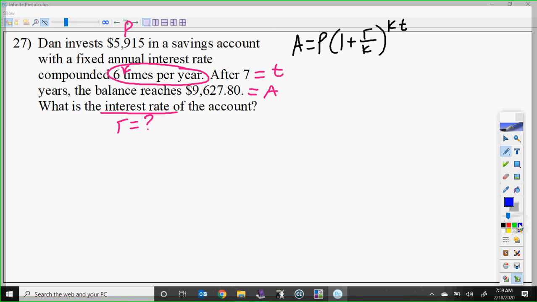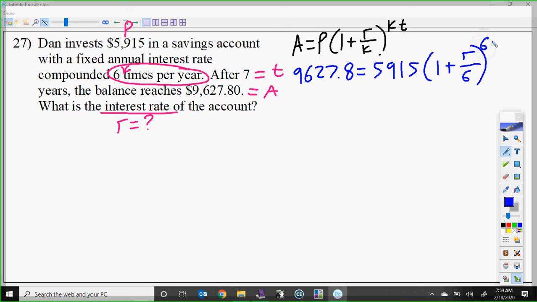Okay. Let's write it out. A is 9627.8. P, oops, I know what P is. P is 5915. 1 plus my R is, we don't know. My K is 6. And I got 6 times 7 up top.